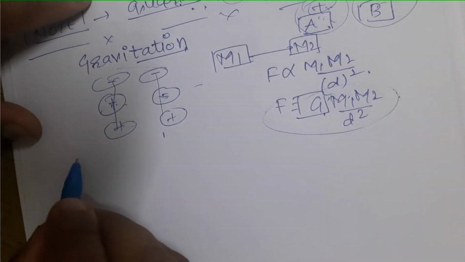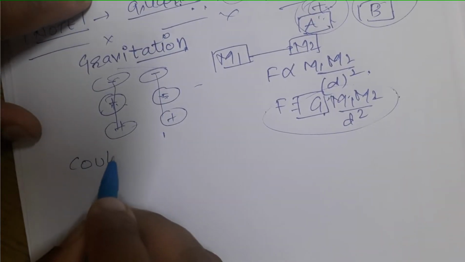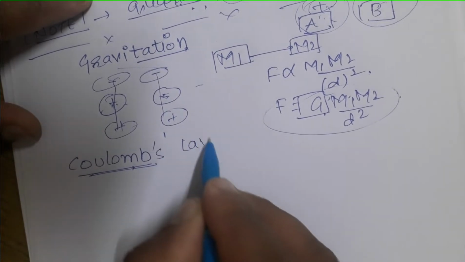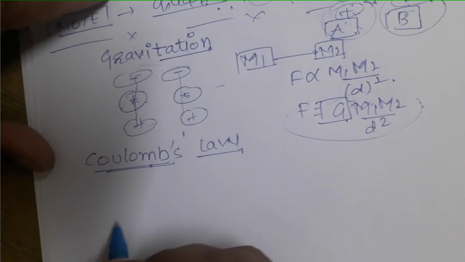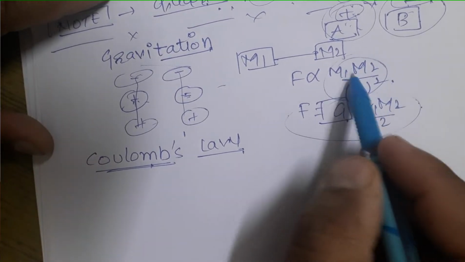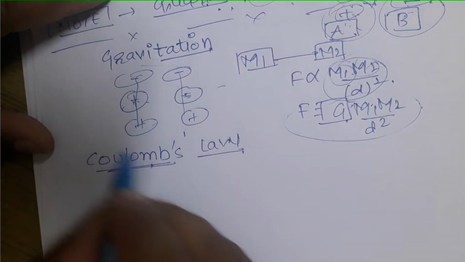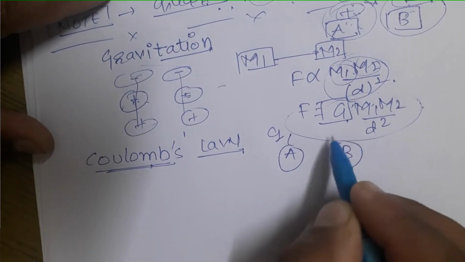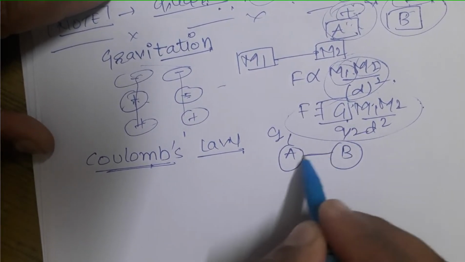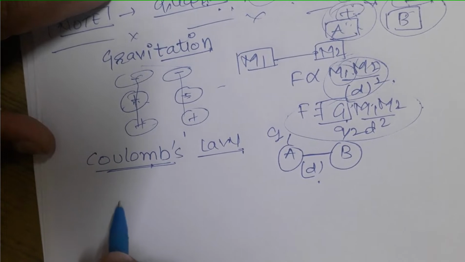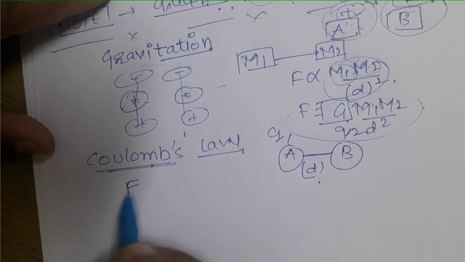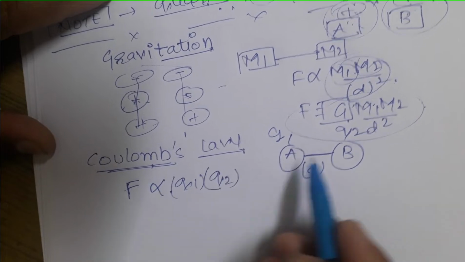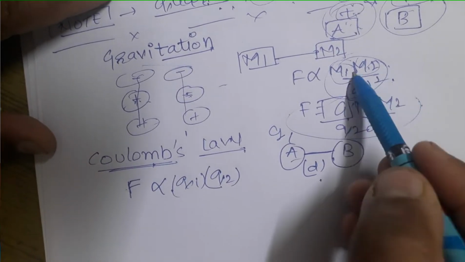Studied by a scientist whose name was Coulomb, and gave us a law that is called Coulomb's law. Coulomb's law is similar to this, only to place. Suppose there are two bodies, A having charge Q1, B having charge Q2, separated by a distance r. Then the force between two bodies is directly proportional to the product of charges.